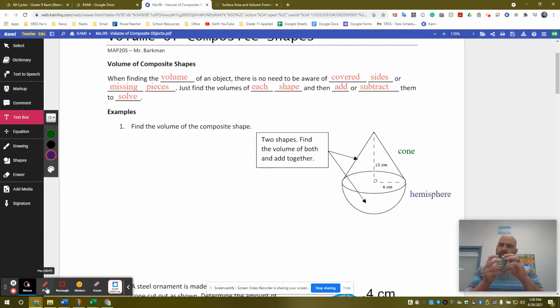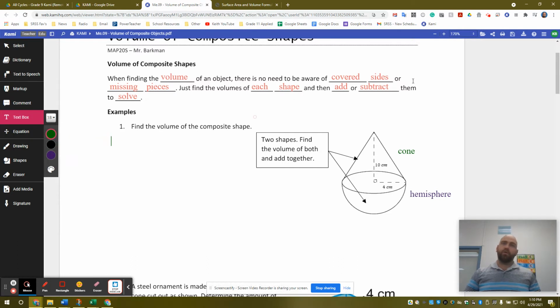Take a look here in this small video. I have two little pieces here, a cone and a hemisphere, and we're putting them together into one. Think of it as being like a little top, so to speak, or an upside down ice cream cone. We have the two shapes put together into one, and so we need to find the volume of the entire thing. To do that, we find the volume of each one individually.